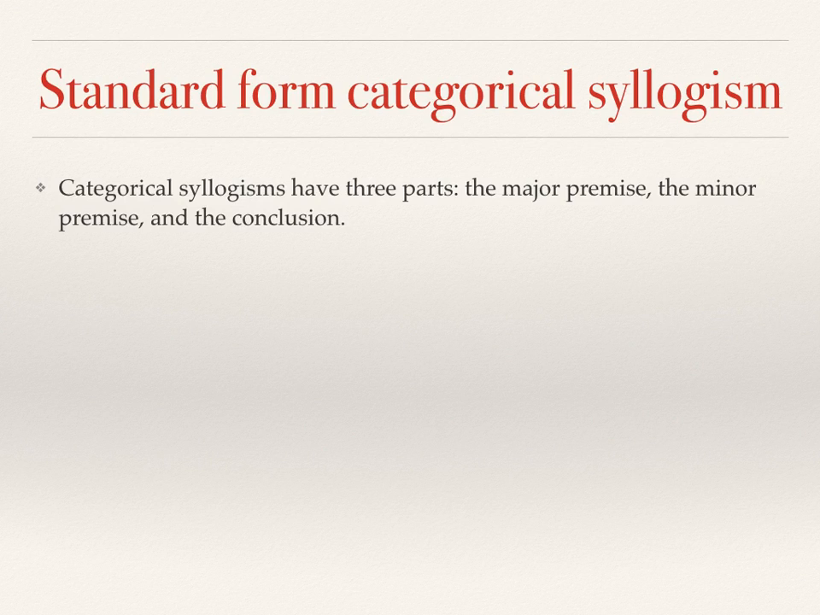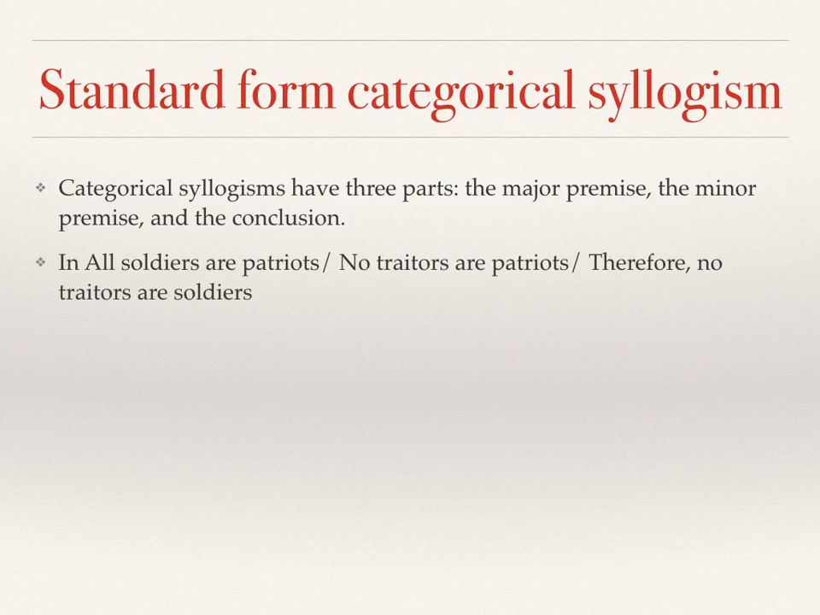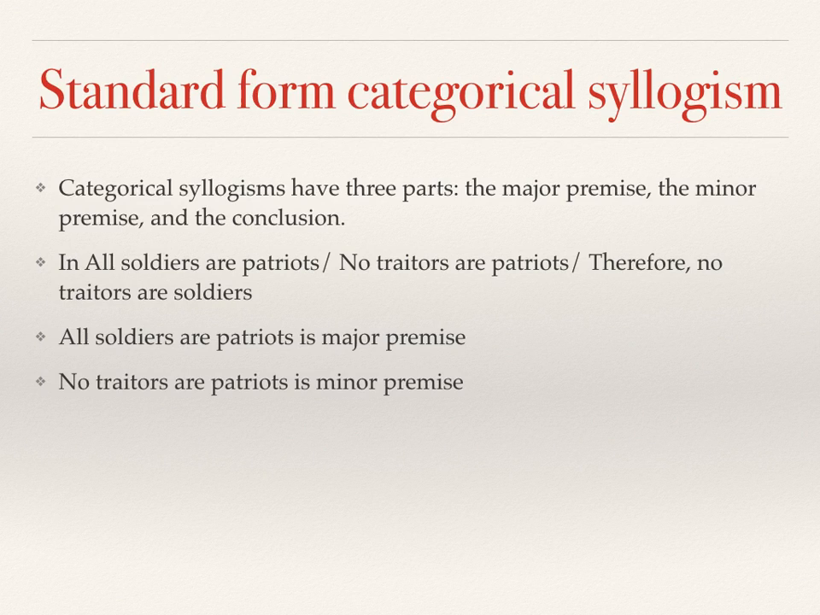So all men are mortal is the major premise. Socrates is a man is the minor premise, and therefore Socrates is mortal would be the conclusion. So that's the first part of clarifying a categorical syllogism: it has these three parts. In this example, all soldiers are patriots, no traitors are patriots, therefore no traitors are soldiers. All soldiers are patriots is the major premise. No traitors are patriots is the minor premise. And no traitors are soldiers is the conclusion.